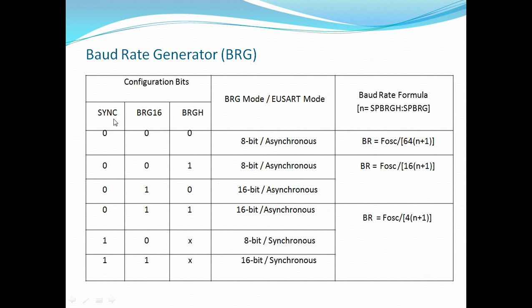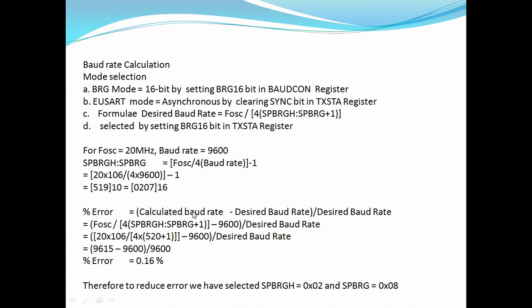So you have to remember that the SYNC bit is very important, that is synchronous mode. If this bit is 0, that means asynchronous mode. If this bit is 1, that means synchronous mode. BRG16: if this bit is 0, that means 8 bits are used for selection of baud rate, and if this particular bit is 1, that means 16 bits will be used for selection of baud rate. So this can be configured in both synchronous and asynchronous modes of communication.